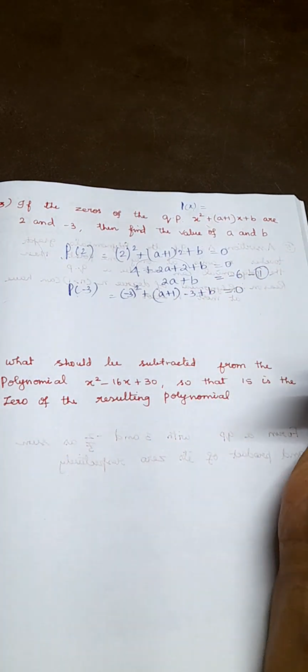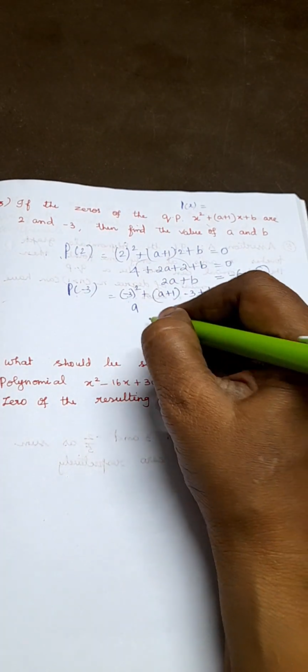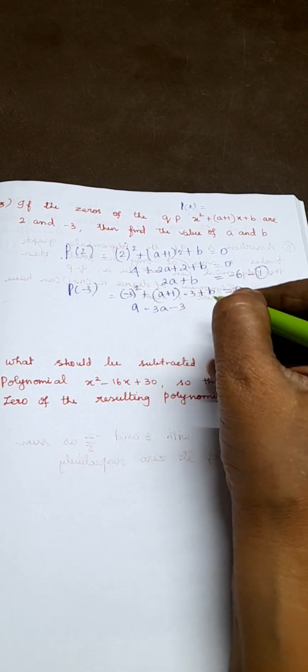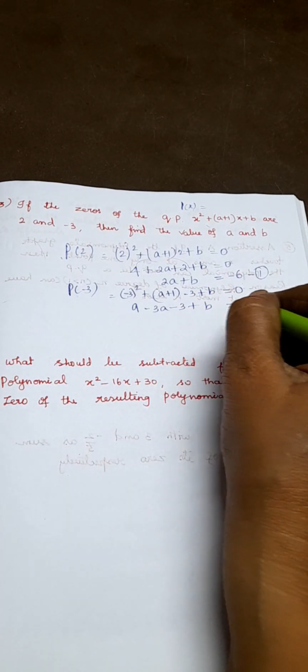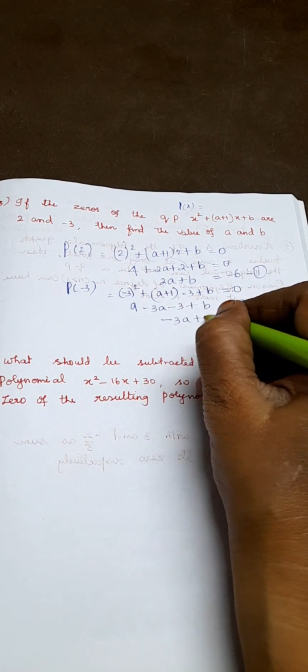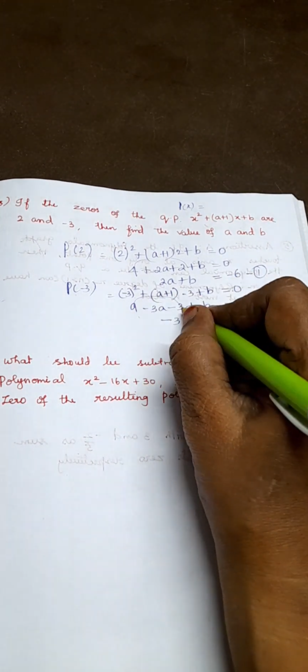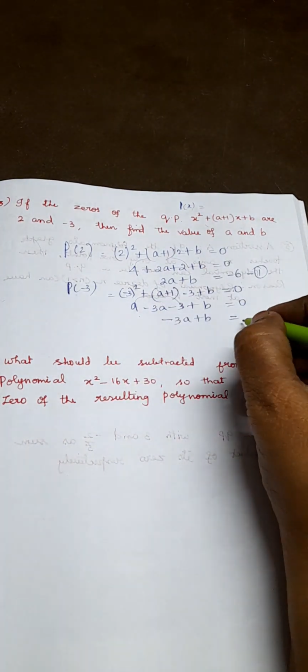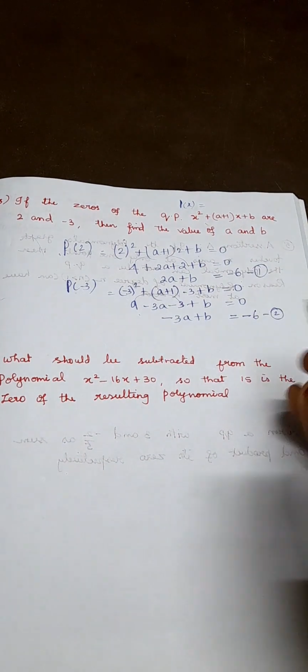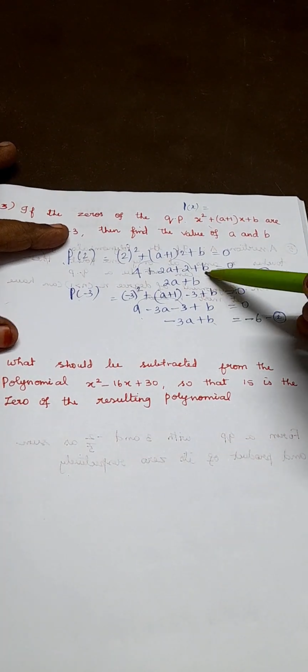b equal to 0. So what I will get: 9 minus 3a minus 3 plus b equal to 0. So what I will get: minus 3a plus b equal to 9 minus 3, what? 6. If that 6 goes that side, what I will get? Minus 6, right? This is the second equation. When you solve these two equations you will get the answer.